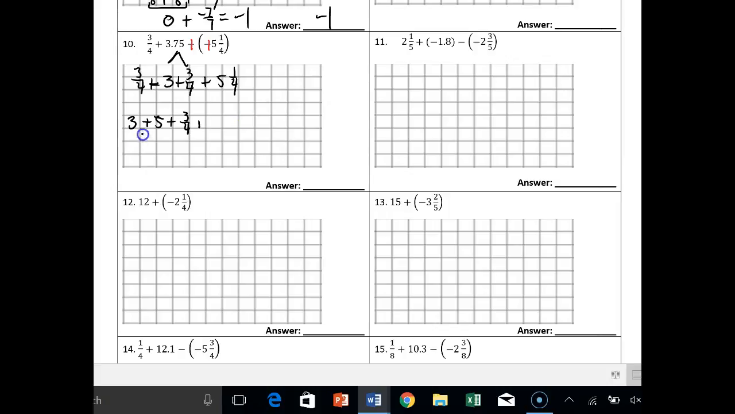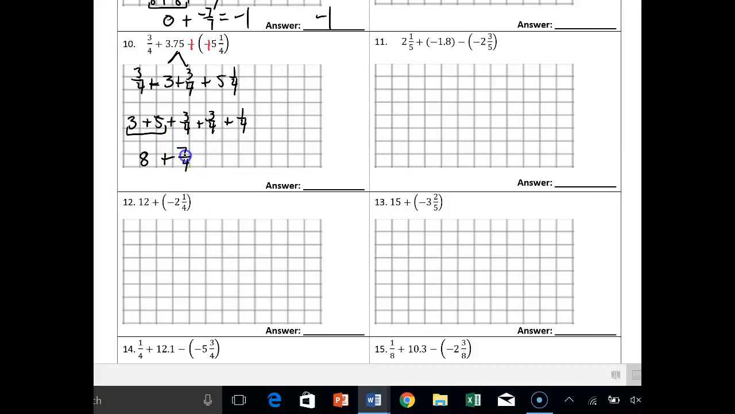And so as these fractions come up here, I'll have 3 plus 5 plus 3/4 plus 3/4 plus 1/4. I have nothing but common denominators here, which means I can just add straight across. So 3 plus 5 is 8, plus 3 is 6, plus 1 is 7/4.